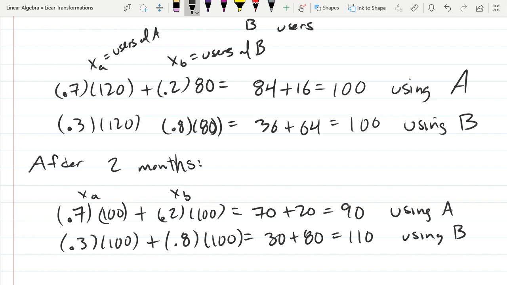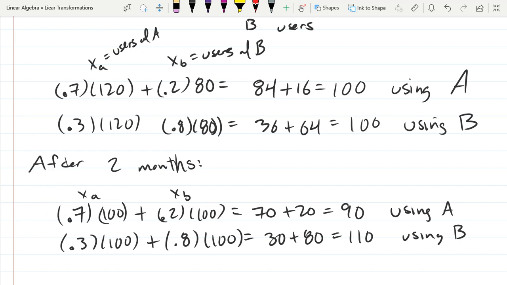And again, this should match your intuition. Over time, A should be losing a little, and B should be gaining a little. If you saw, the first time around the difference was basically 20, and this time the difference was 10. So if we kept going, the amount of people changing is going to keep decreasing. At some point, it's going to get close to zero people changing.